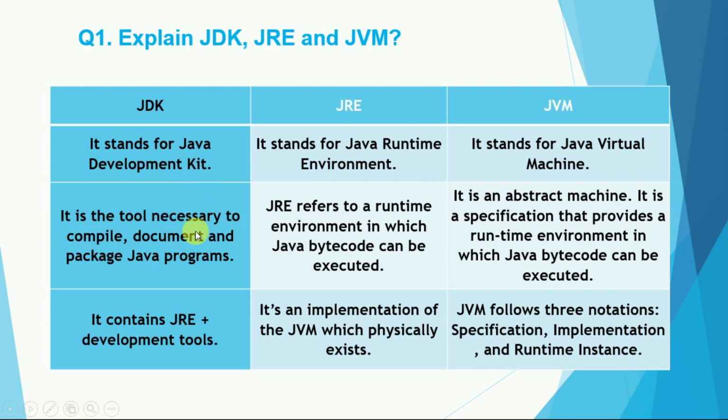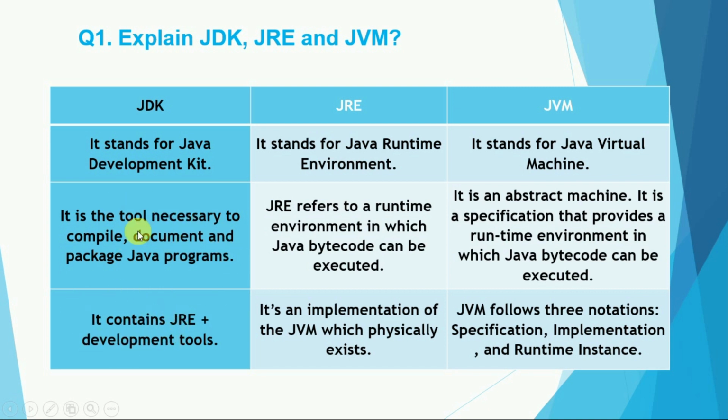Whenever we want to compile and execute Java code in our system, we need to install the JDK. First we download the Java Development Kit from the official website of Java and install it. It is the tool necessary to compile Java code, document Java code, and package Java programs. The JDK contains the JRE plus development tools.